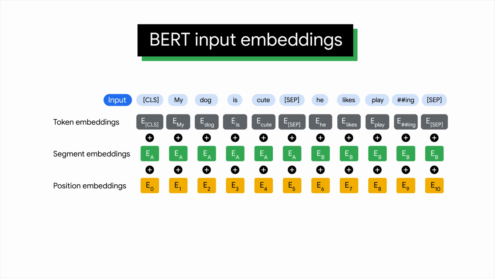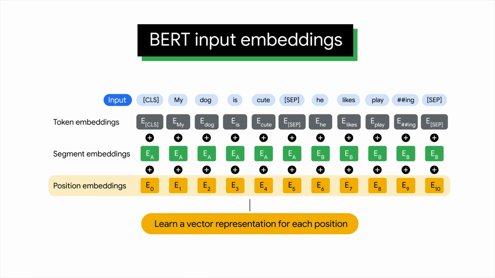Another problem is to learn the order of the words in the sentence. As you know, BERT consists of a stack of transformers. BERT is designed to process input sequences up to a length of 512. The order of the input sequence is incorporated into the position embeddings. This allows BERT to learn a vector representation for each position.